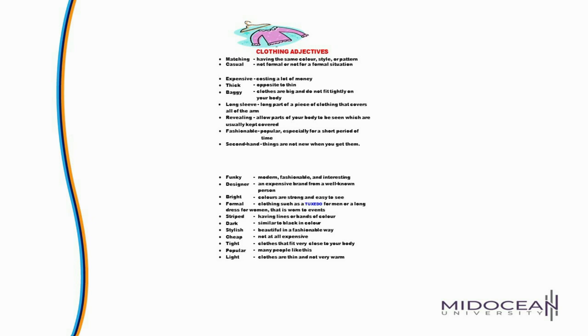Now, as you see here, we have a list of clothing adjectives. Let me explain them. Matching means having the same color, style, or pattern as something else. Casual means not formal or not for a formal situation. Expensive, costing a lot of money. Thick, opposite to thin. Baggy means clothes are big and don't fit tightly on your body. Long sleeve, long part of a piece of clothing that covers all of the arm. Revealing means allowing parts of your body to be seen, which are usually kept covered.